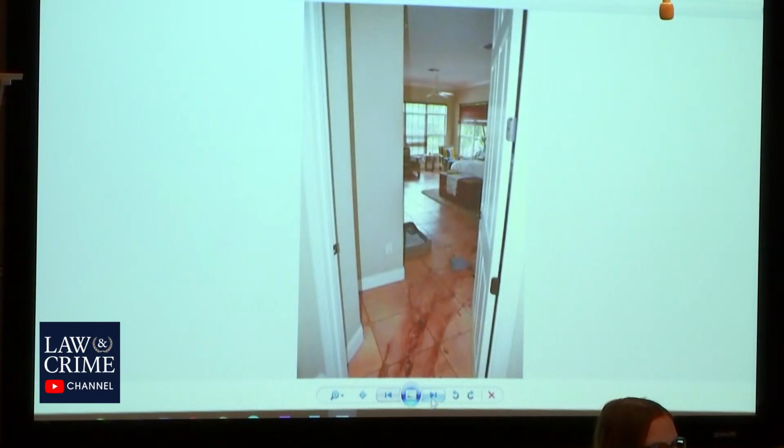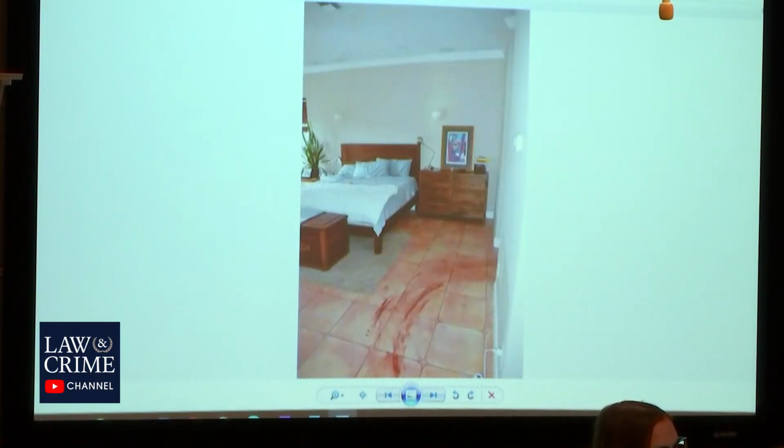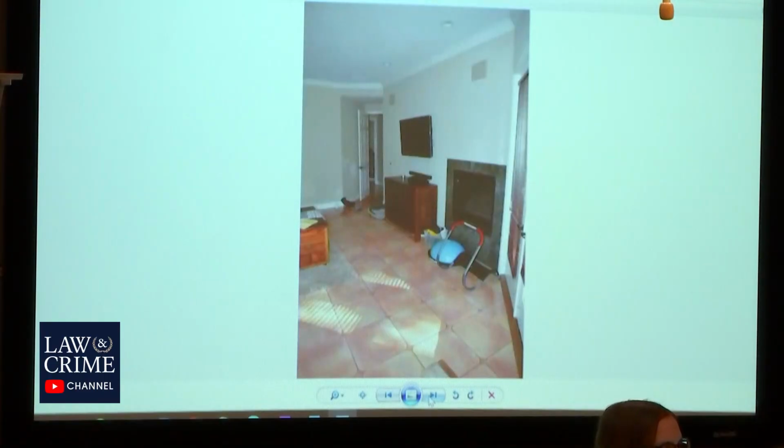3199, moving into the master bedroom. Yes. 3201, continuing that trek. Yes. And what are you observing as you move into the master bedroom? The sweeping red-brown stains that are going to what we will see as the bathroom area.